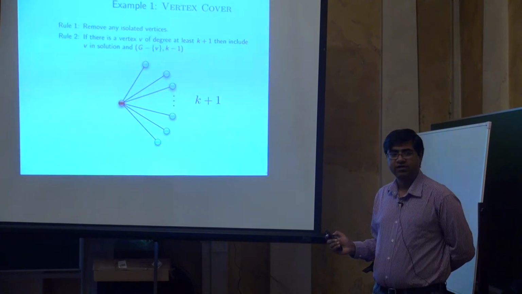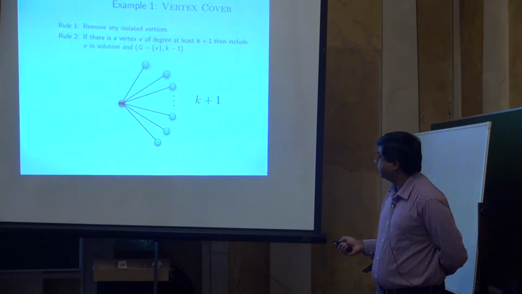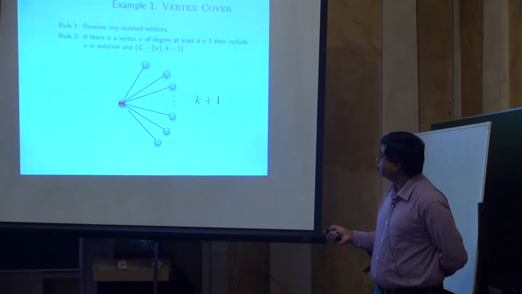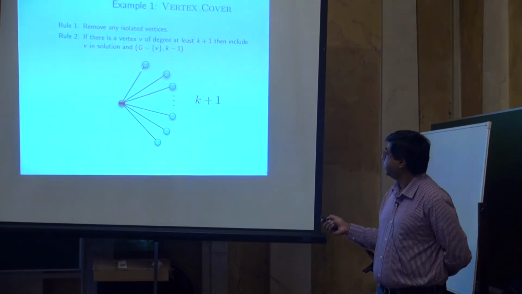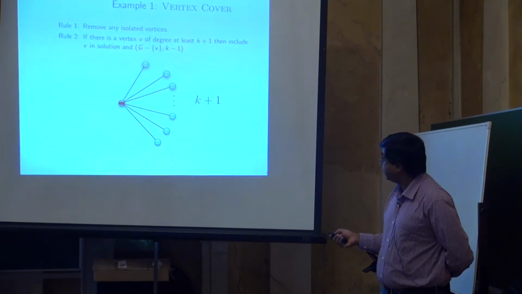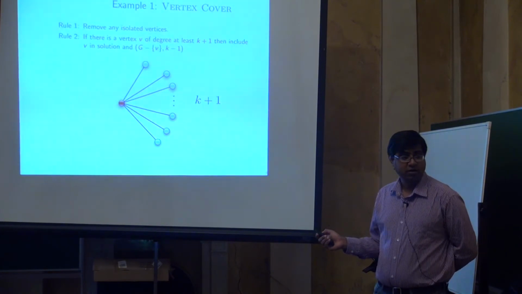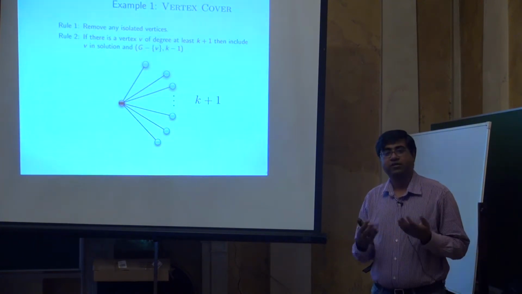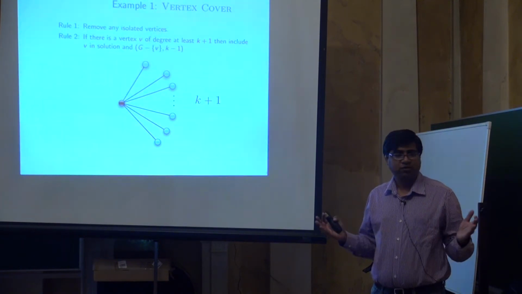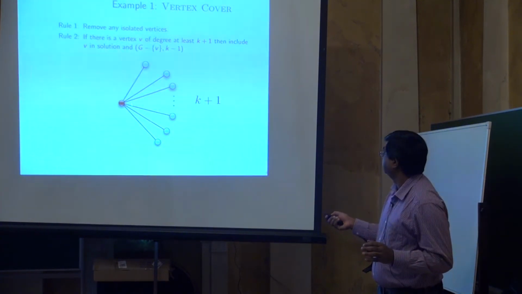What was the definition of vertex cover? It should at least pick one endpoint of every edge. So if you decide not to pick this red vertex, you have to pick all the green vertices. Now if the neighborhood of this vertex is more than k plus 1, and if you are looking for a vertex cover of size k, it cannot be possible if you decide not to pick this vertex.